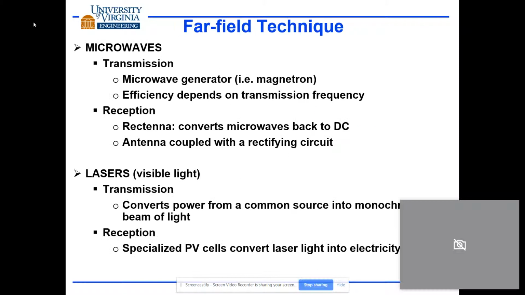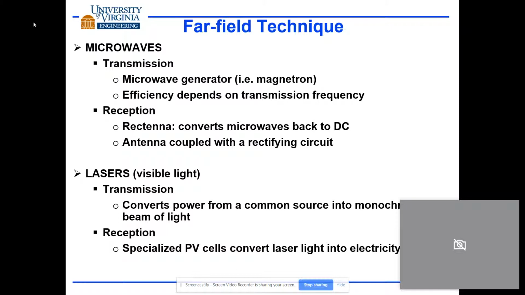For the far field technique, these systems can achieve much greater ranges and distances. Microwave and lasers are the two main mechanisms of electromagnetic radiation that allow for this transfer to happen. With the former, microwave power transfer, the transmitter converts DC power to microwaves, and this transmits the microwave radiation to a target, which in turn is converted back to DC.